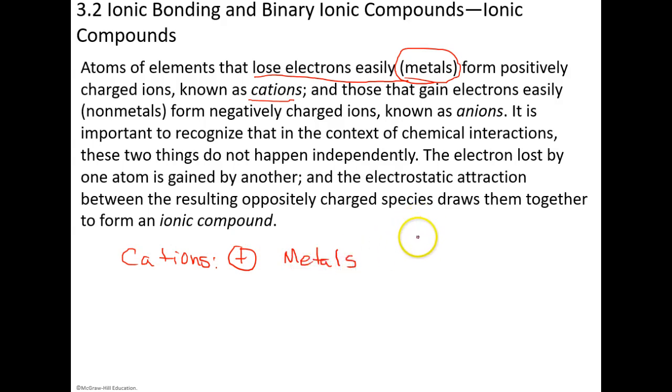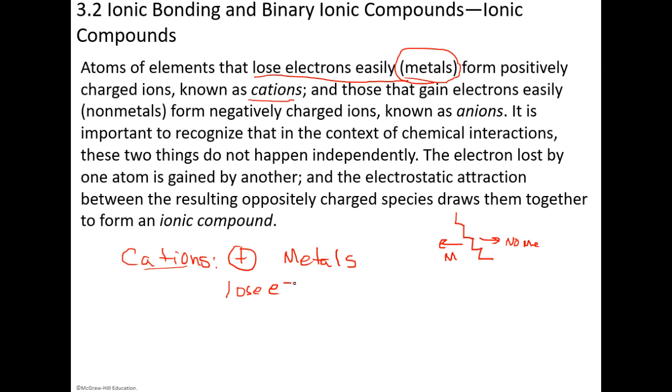Now, you remember on the periodic table we had that staircase, right? Things to the left of it were the metals. Things to the right of it are the nonmetals. And things on the line were metalloids. But all metals, not most metals, every single metal forms a cation. That means they lose electrons. We're going to talk about why this is in a second.